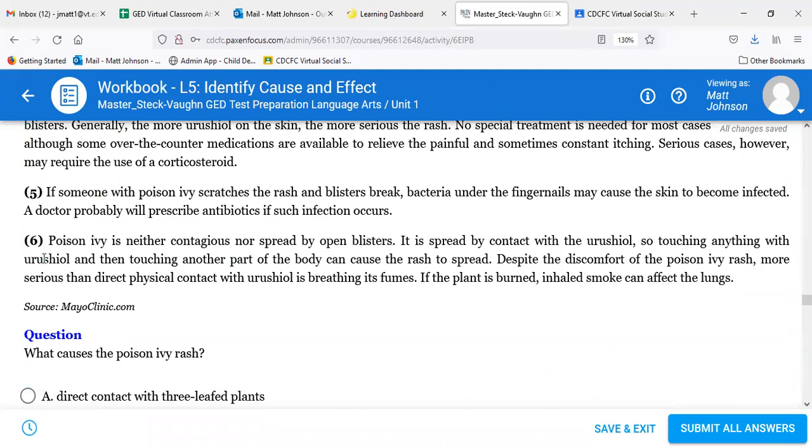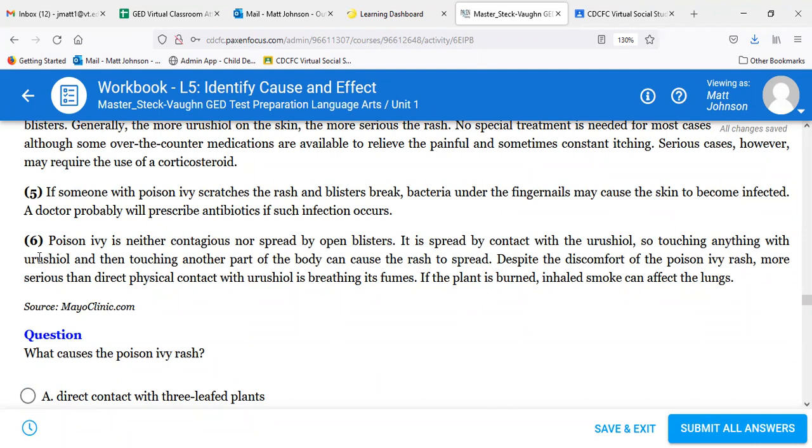Poison ivy is neither contagious nor spread by open blisters. It is spread by contact with the urushiol. So touching anything with urushiol and then touching another part of the body can cause the rash to spread. Despite the discomfort of the poison ivy rash, more serious than direct physical contact with the urushiol is breathing its fumes. If the plant is burned, inhaled smoke can affect the lungs.